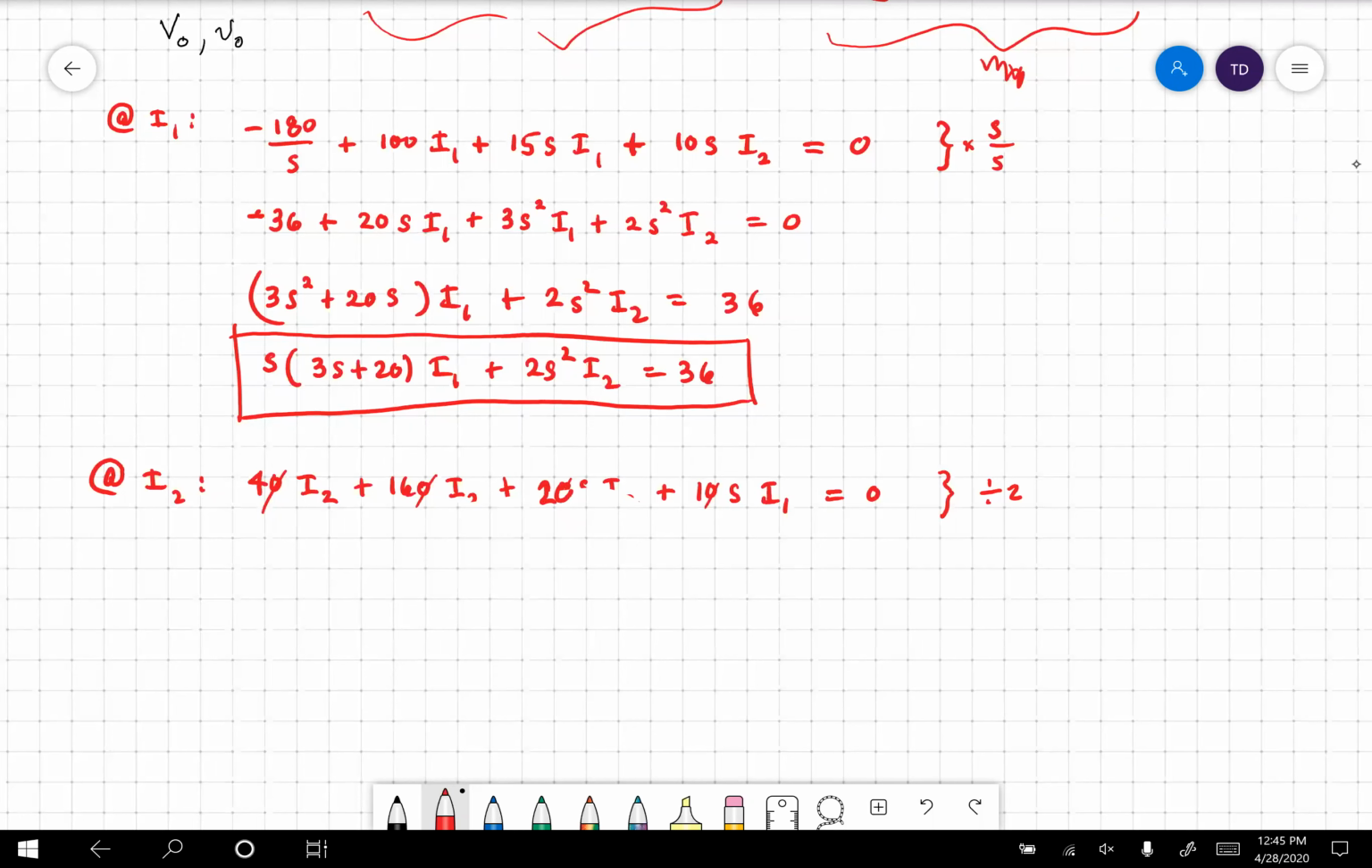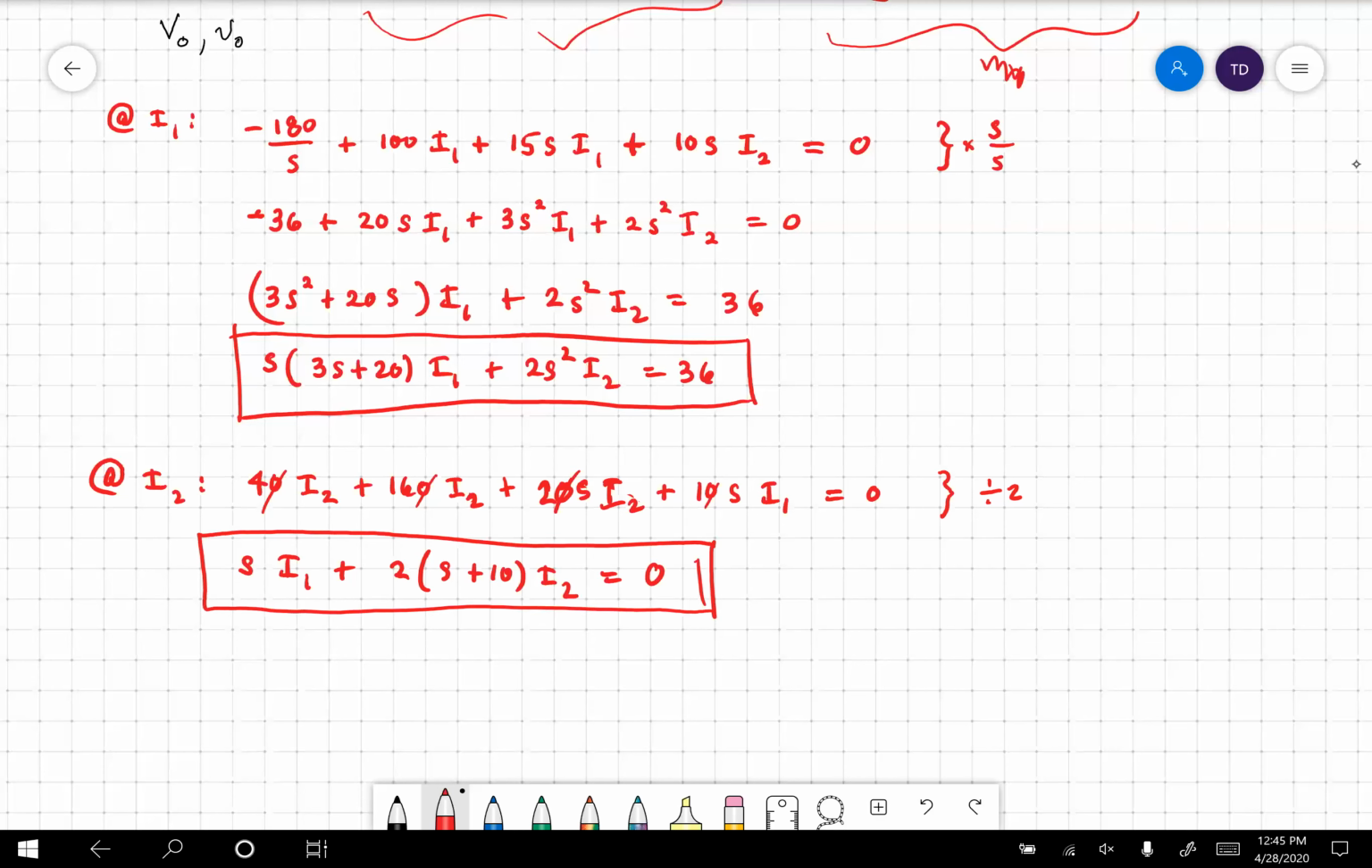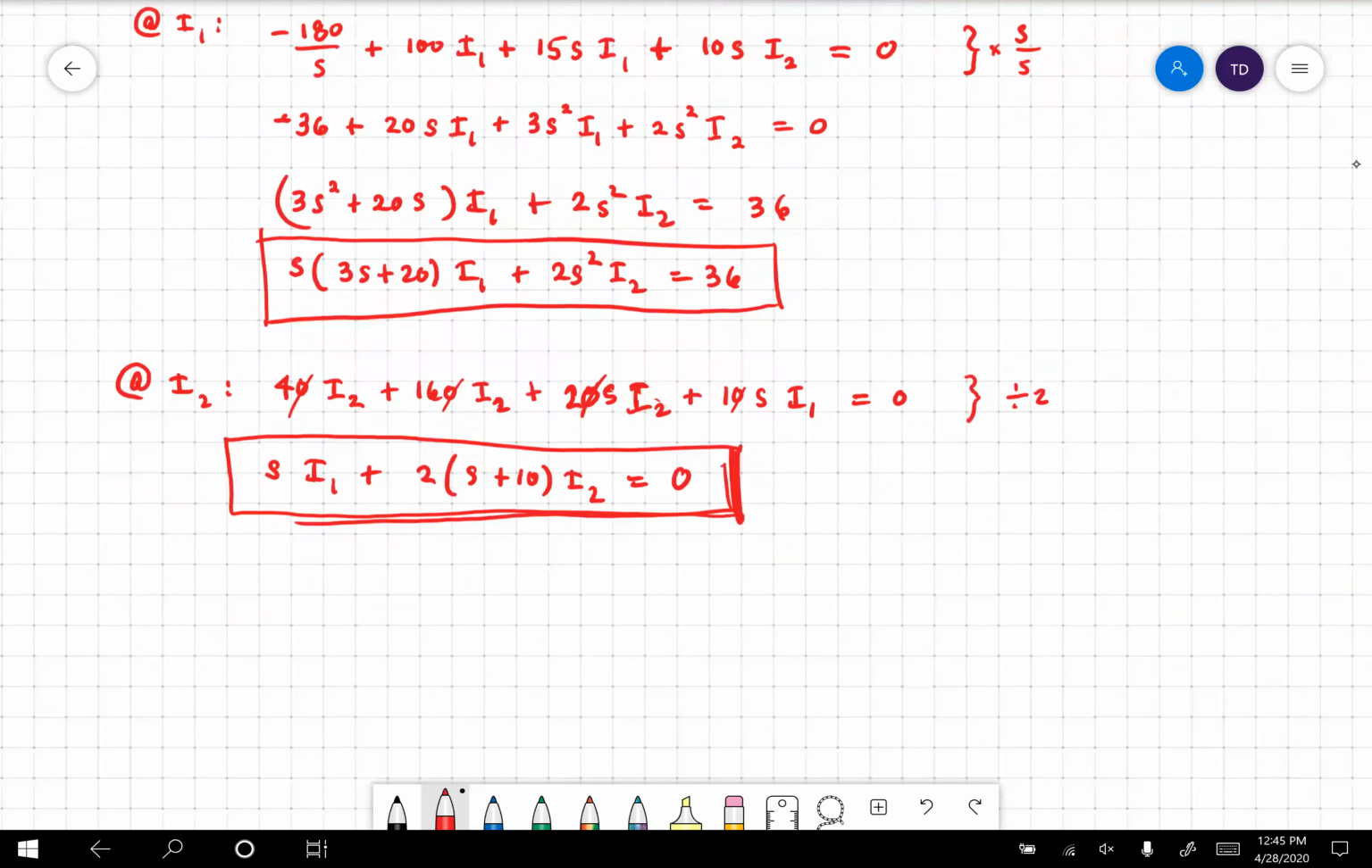So let's group my I1 and my I2 terms. I1, S I1 plus I2. Let's see, 4 and 16 is 20. 2S, pull out a 2 here. 2S plus 10 I2 equals, and 0 divided by 2 is still 0. Isn't that a thing of beauty? Okay. That's more like a homework problem. The math isn't so ugly.